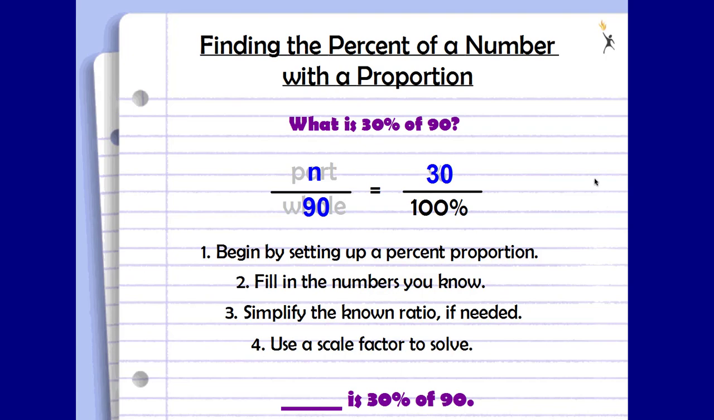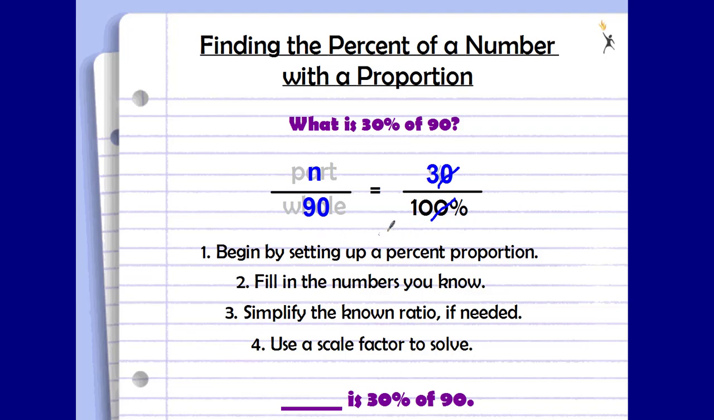Now we solve it just like we do any other proportions. We're going to first see if we can use a scale factor. We're going to go from the known to the unknown. Can we go from 100 to 90? No, we can't do that. So we're going to have to simplify first. And that happens a lot, that we have to simplify the known ratio before we can use a scale factor. So our 30 to 100 is what we need to simplify. Hopefully you remember that if both numbers, the top and the bottom, end in a 0, we can cross them out, and that's the same as dividing each by 10. Now we have a 3 to 10 ratio.